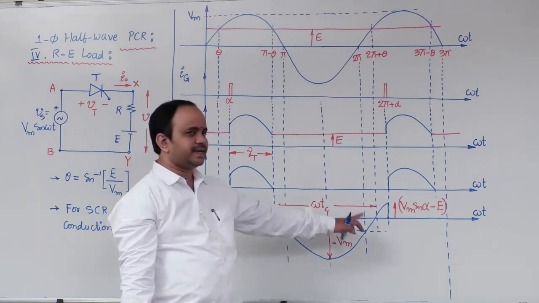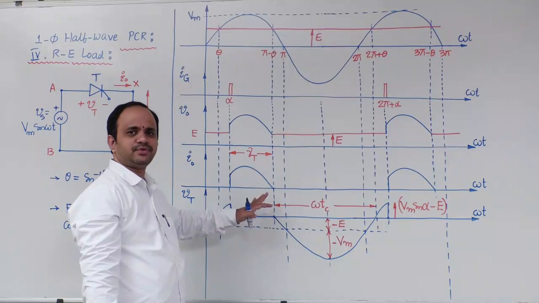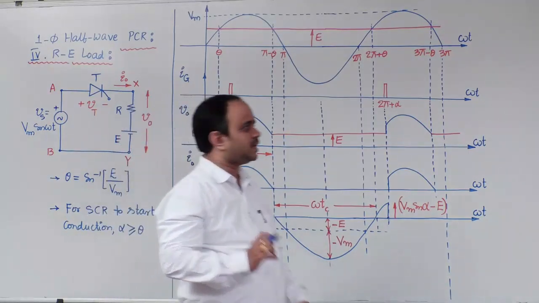This interval will be treated as a circuit turn off time. Okay, so this is about the waveforms for RE load. Now from these waveforms, let us write down the conclusions.